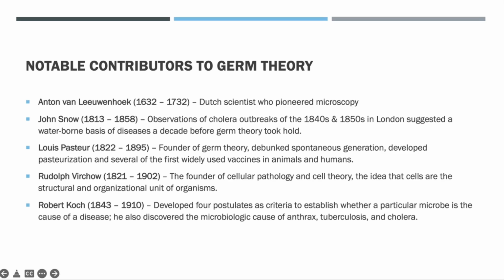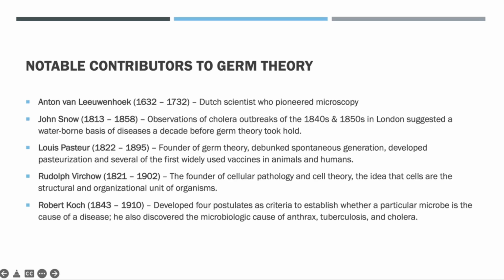But some other important people are Leeuwenhoek, who we know of for his work with microscopy. There was John Snow, who many consider to have done the first epidemiological study, with cholera outbreaks in the 1840s and 50s in London. He traced many of these cases back to the water source as being the vector for disease. There's an iconic photo of a water pump in London that's a tribute to him and his studies at the time.